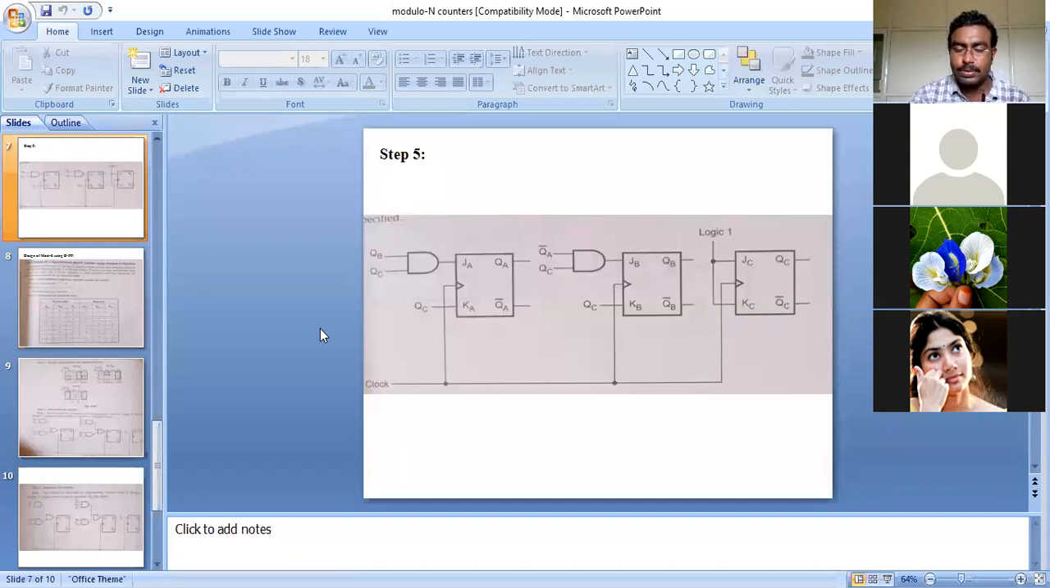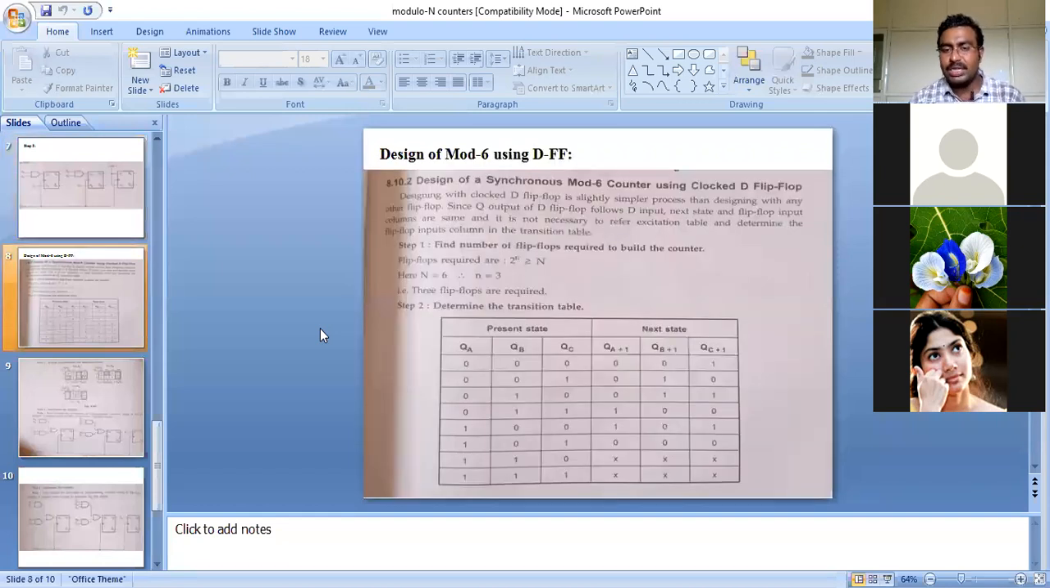Students, still any doubts? Just one reply. Any doubts, students? No, sir. Yeah. So students, here they have shown you how to design a modulo 6 counter with the help of JK flip-flop. And we can design the same with the help of T flip-flop or D flip-flop also. Let me show you how to design the same modulo 6 counter with the help of D flip-flop.